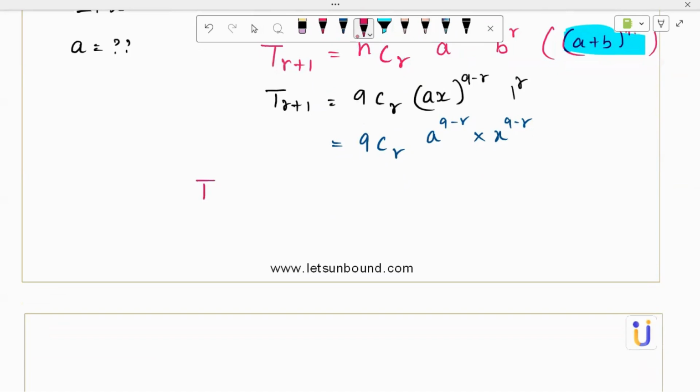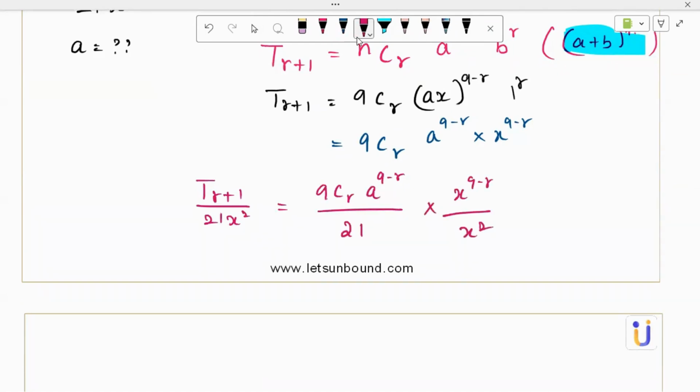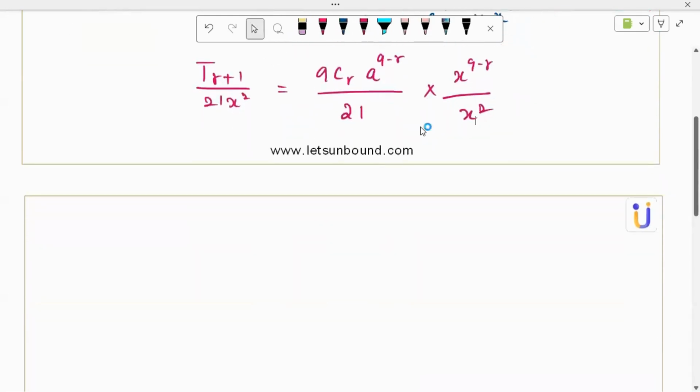So T(r+1) divided by 21x². For every term, this division by 21x² will come up, and only then will the expansion be complete. So 9Cr a^(9−r), that's a number, divided by 21, times x^(9−r) divided by x². This is the pure coefficient, and let me simplify the x. My aim now is to find r. Two unknowns are there, r and a. If you find r, a will be the only unknown, and you can solve it.